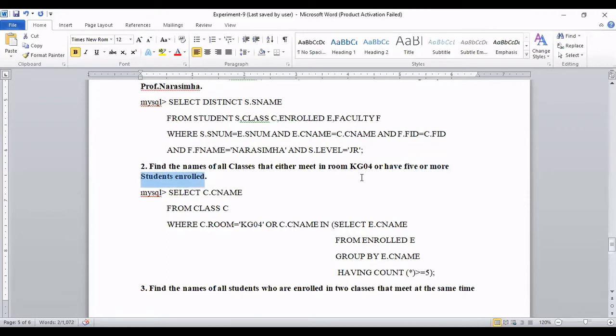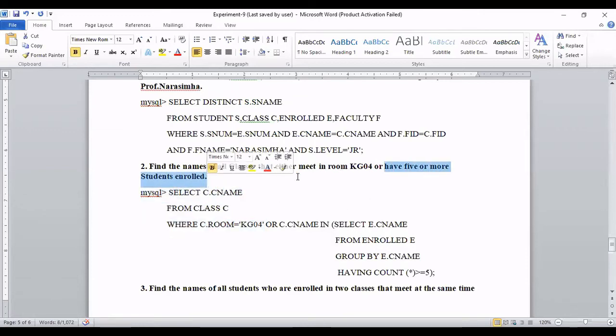So first we need to see in which course 5 or more students are enrolled. If I ask this question, first try to understand the meaning of the question. We need to find the names of all classes. It has two conditions. Either that class meets in room KG4, or the second condition is that there are 5 or more students enrolled in that particular class. So the first condition I can take as the outer query, and the second condition I can take as the inner query.